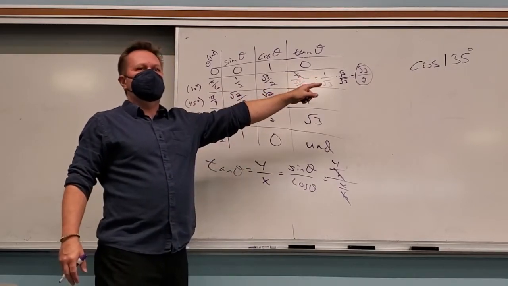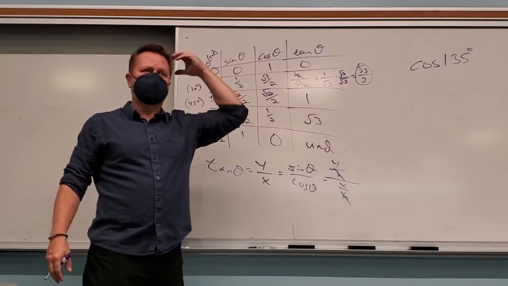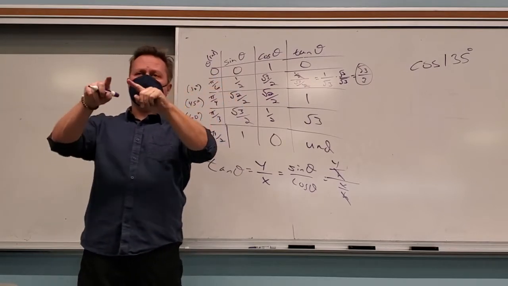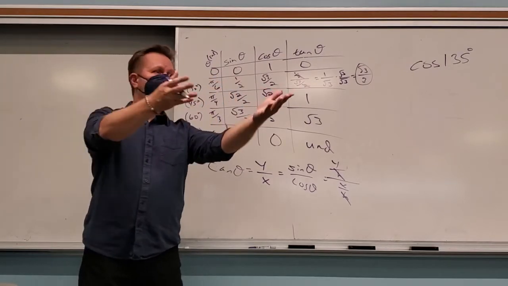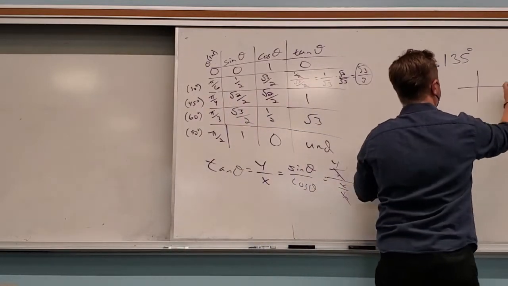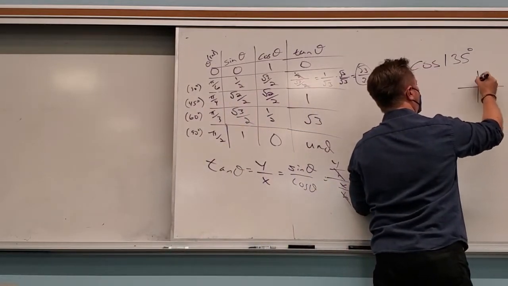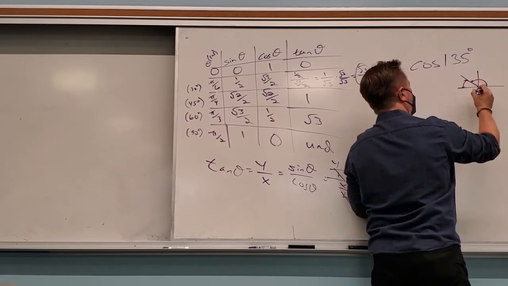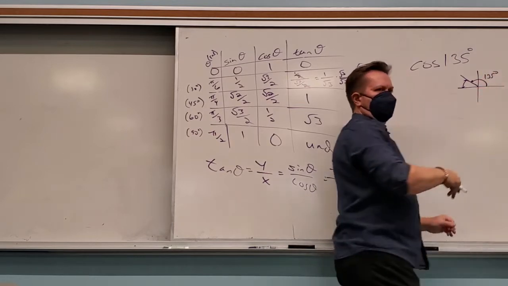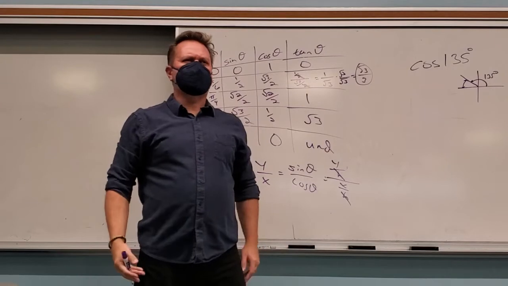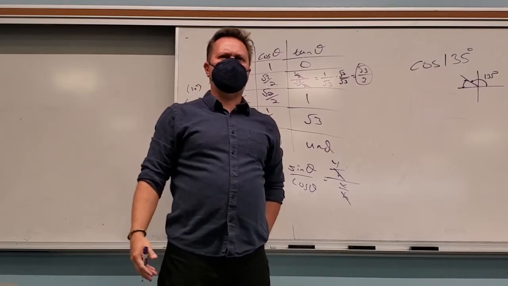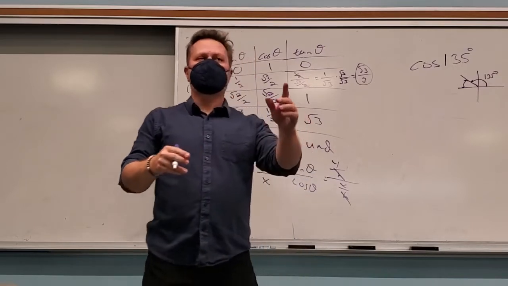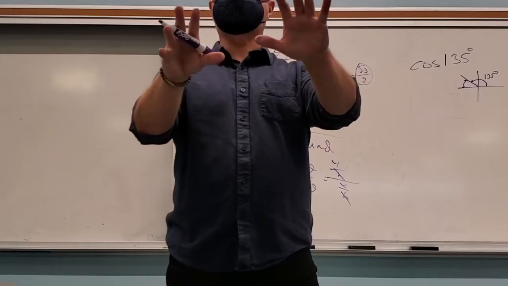What's a really good idea to do when I'm faced with this problem? Can anyone tell me? Break it down. Okay, break it down. But the very first thing I should do, draw it. I love it. Where is 135 degrees? Second quadrant. How far away from 180 am I? Why is that special? What am I trying to figure out if I say how far away from the x-axis am I? That is the reference angle, right? That's the reference angle. Stay with me now.